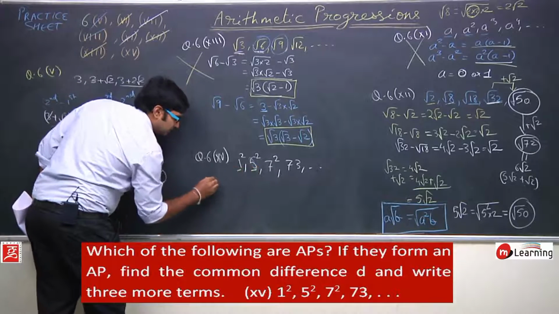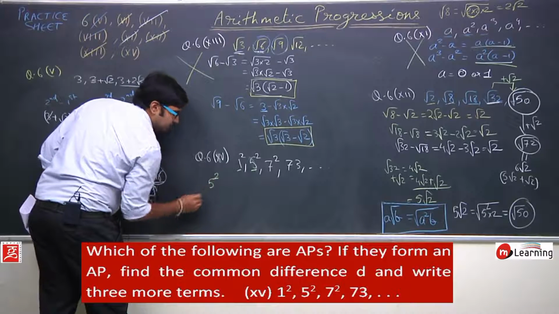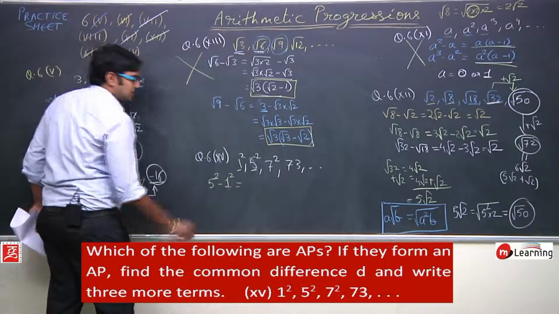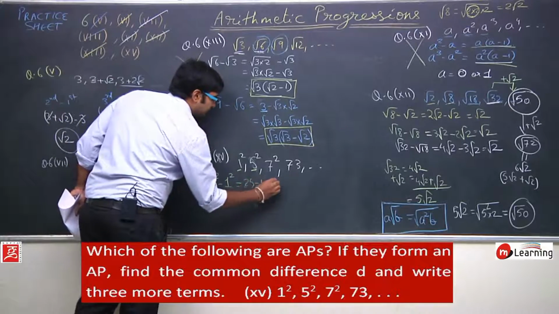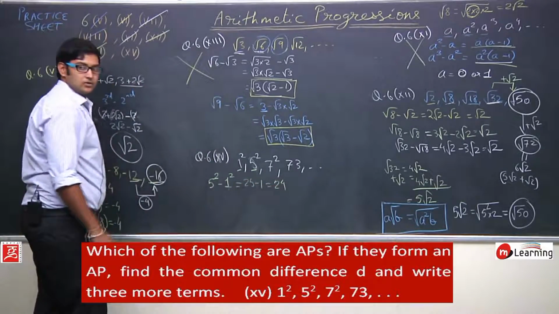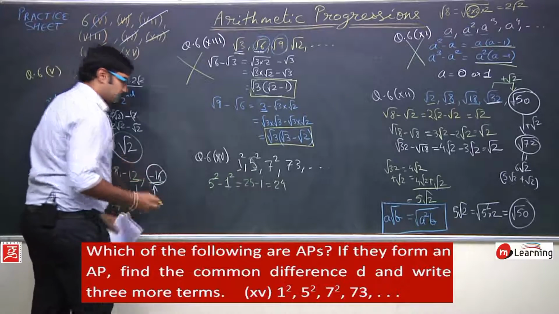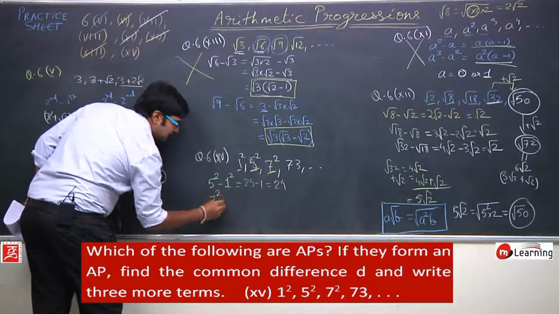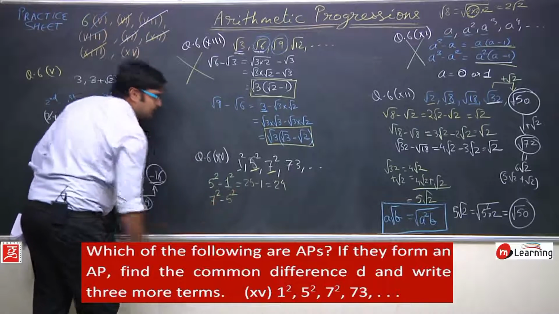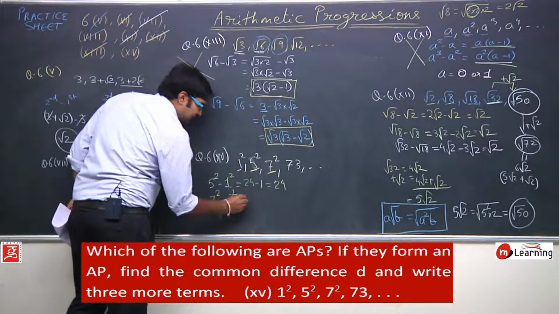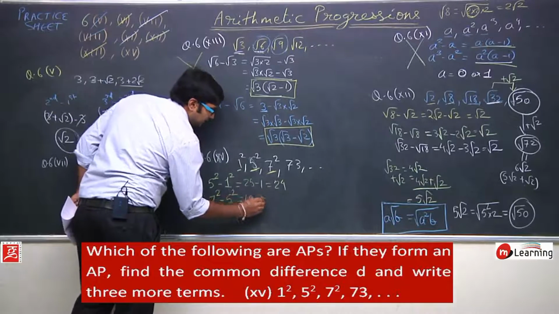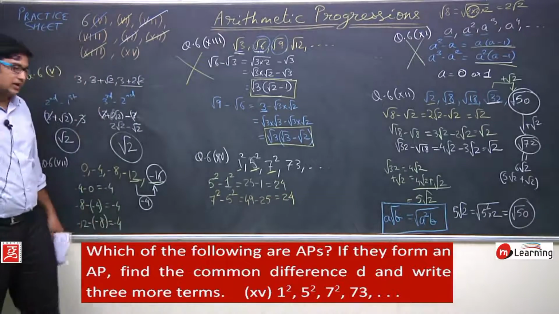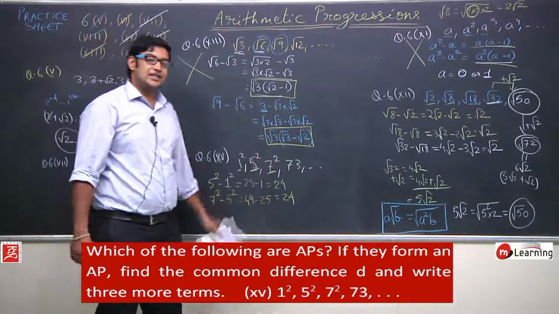Second term minus first term. Second term is 5 square minus first term is 1 square. So second term minus first term, that is 25 minus 1 will give you 24. After that, third term minus second term. Third term is 7 square minus second term is 5 square. So when you subtract 49 and 25, you will again get 24. This will be the difference of third term and second term.